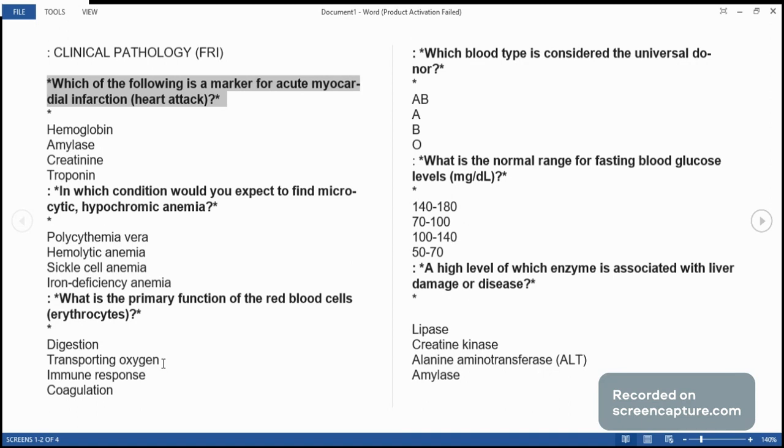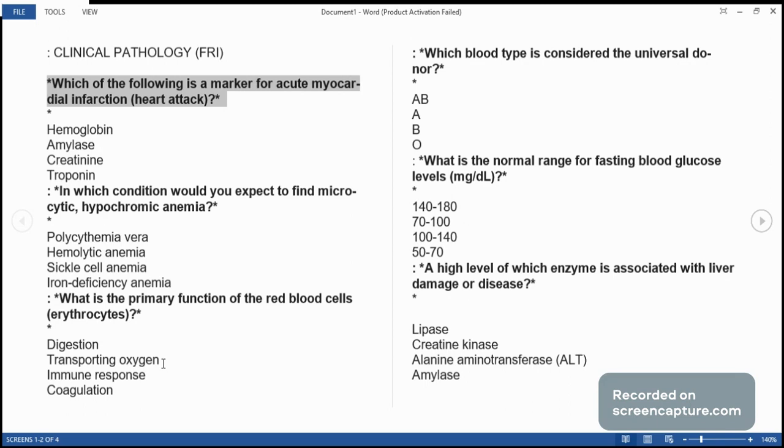Digestion, no. This is carried out by the gastrointestinal system, not red blood cells. Transporting oxygen, that is very correct. Immune response is the role of white blood cells, the leukocytes. Coagulation is the role of platelets, or thrombocytes, and clotting factors. So the primary function remains transporting oxygen.